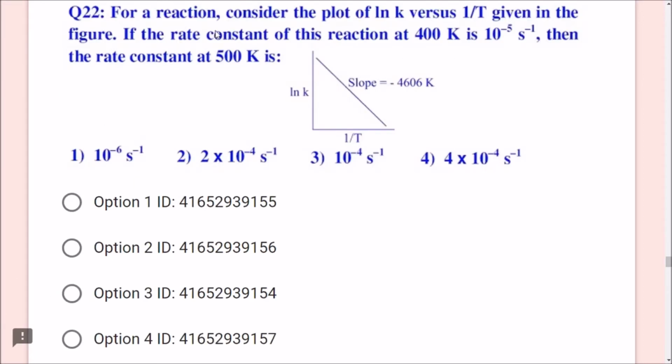Next, question number 22. For a reaction, consider the plot of ln K versus 1 by T given in the figure. If the rate constant of this reaction at 400 K is 10 to the power of minus 5 per second, then the rate constant at 500 K is, yes, they have given a slope of minus 4606 Kelvin. Yes, ln K versus 1 by T. Friends, just substitute these values in the equation ln K equal to ln A minus EA by RT, where you are going to get 10 to the power of minus 4 per second. So option number 3 is the correct option, friends.